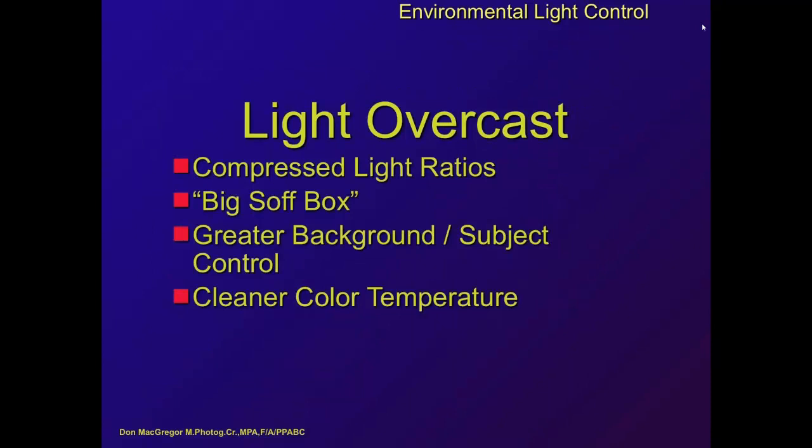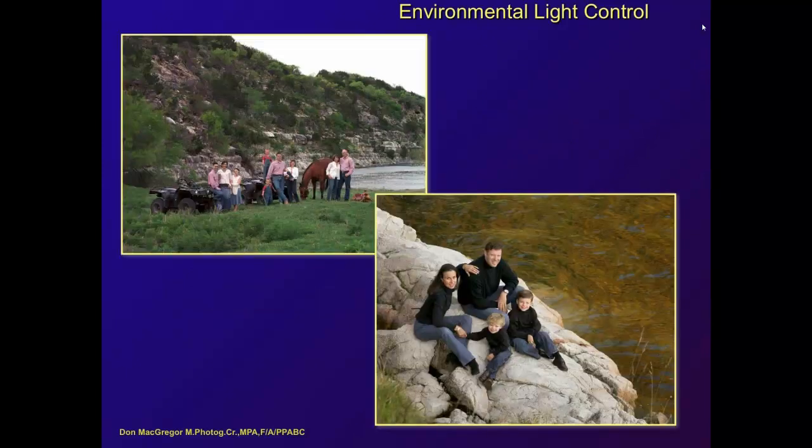Next, we're going to move into light overcast days. Light overcast days are great days to work on outdoors. It's like a big softbox. There's great background control, clean color temperature. Those images look something like this. You can notice we have information, foreground, middle ground, and background, and the information on our subjects is still very, very strong. They're great days to work on, real pretty easy days to work on.